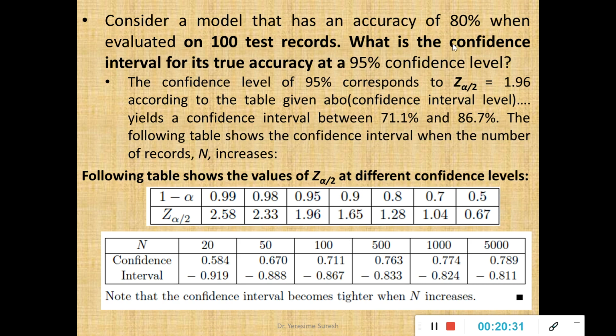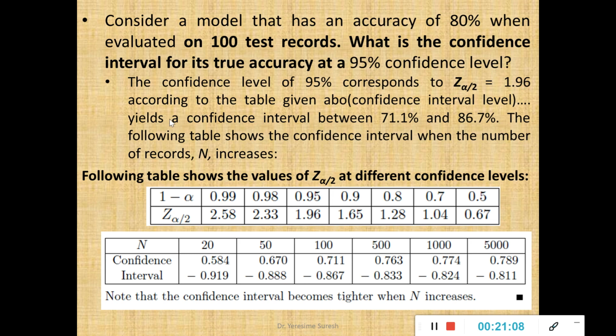So simple. What is the confidence for the given model with accuracy 80% and number of records n value equal to 100? You just say at 95% confidence level, the value is 1.96. If I say 80%, the value is 1.28. Similarly, the table has been given. That is what I have described here. The confidence level of 95% corresponds to Z alpha by 2 equal to 1.96.